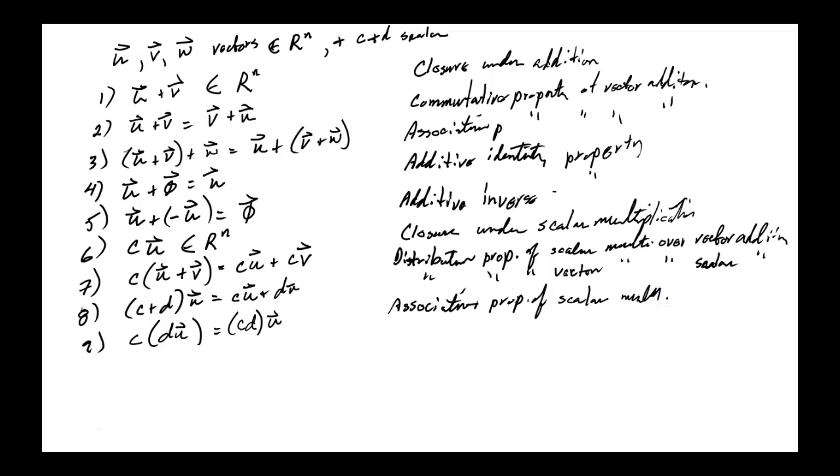Okay. Now, notice these two have to be scalars, only one vector. These two scalars, only one vector. Okay. And hopefully that makes pretty good sense. What you can't do is a scalar times the product of two vectors. Because guess what?